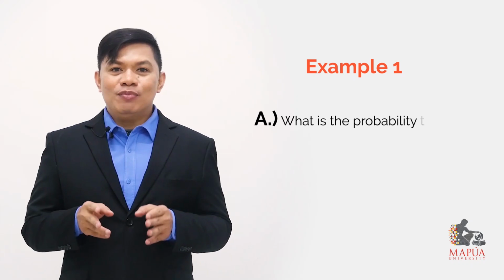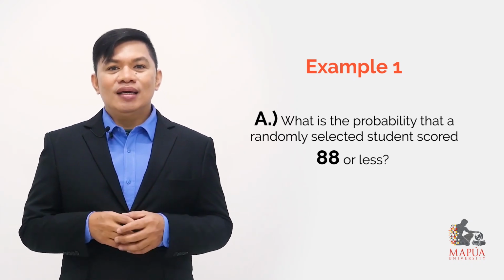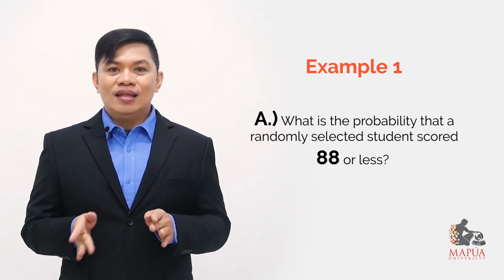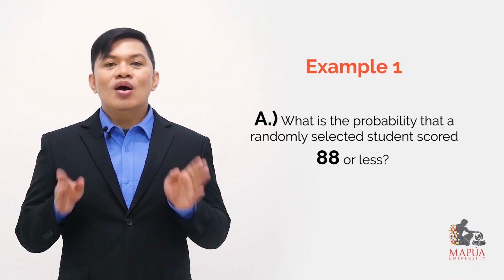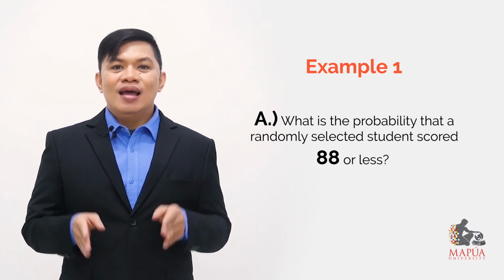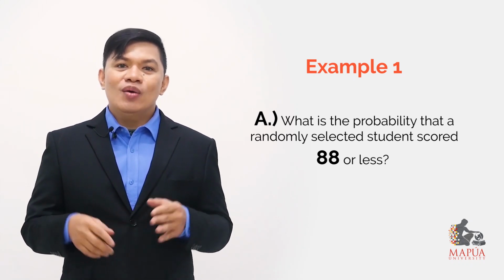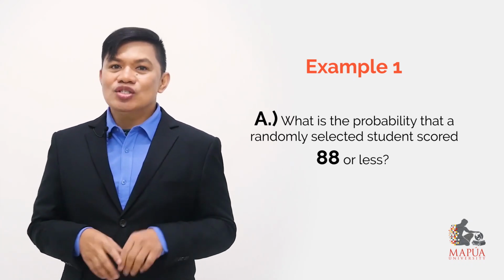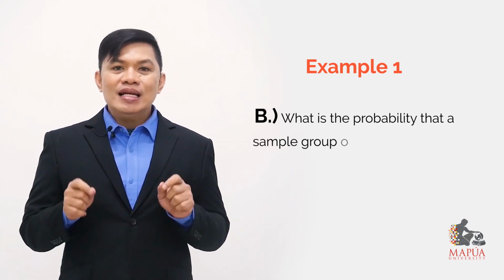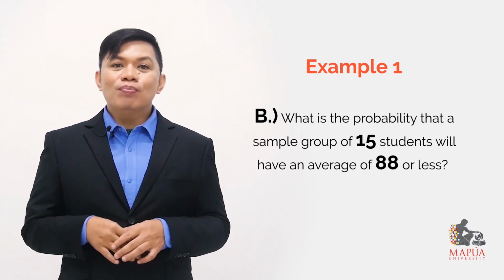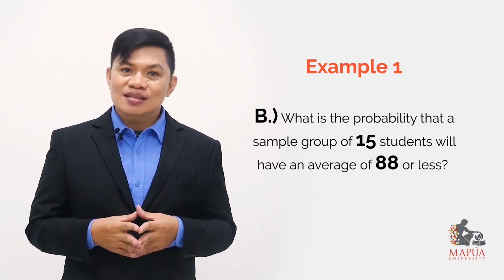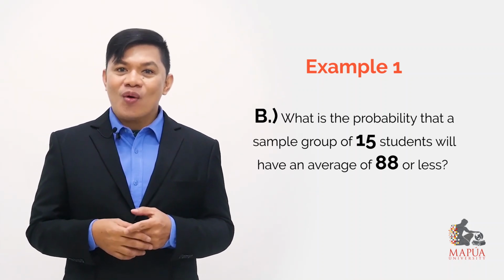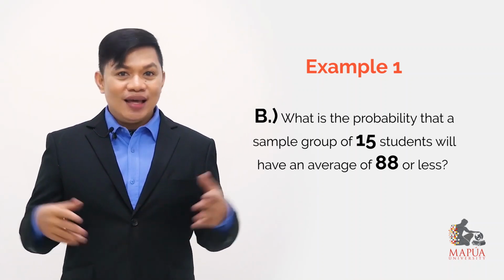What is the probability, for example, that a randomly selected student will score 88 or less? The second question will be, what is the probability that a sample group of 15 students will have an average of 88 or less? Can you see the difference?